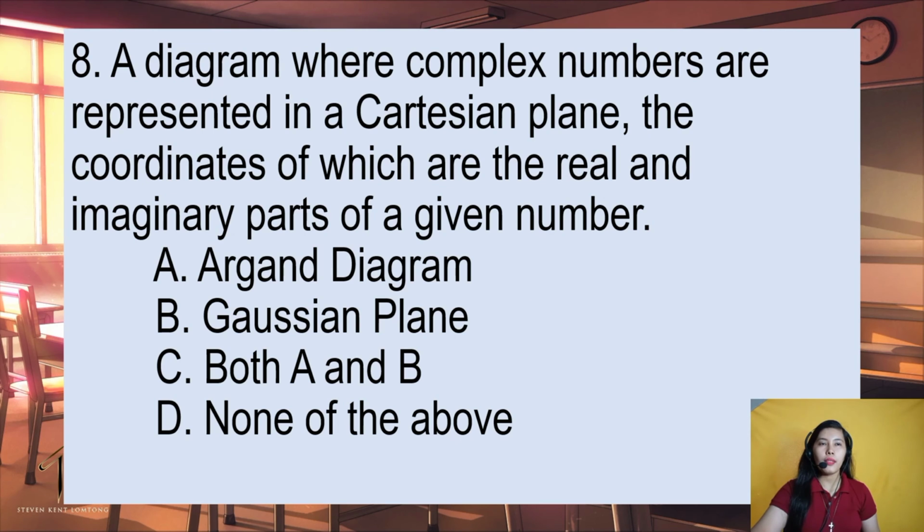So next, a diagram where complex numbers are represented in a Cartesian plane, the coordinates of which are the real and imaginary parts of a given number. Ito, guys, that is both A and B. This diagram is what we call as the Argand diagram, also known as the Gaussian plane. So, sagot natin, both A.